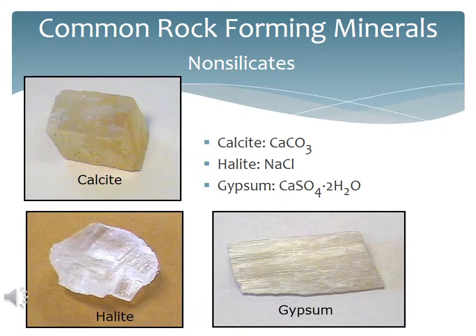Three of the most important non-silicate minerals are calcite, good old calcium carbonate, the main ingredient in limestone; halite, which is sodium chloride, table salt; and gypsum, calcium sulfate dihydrate. The hemihydrated gypsum is known as plaster of Paris.